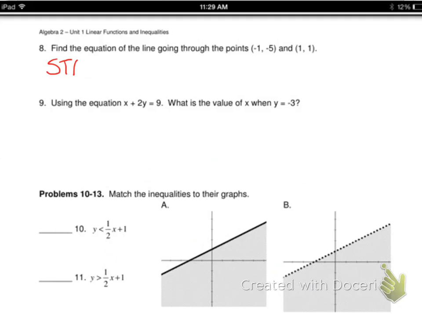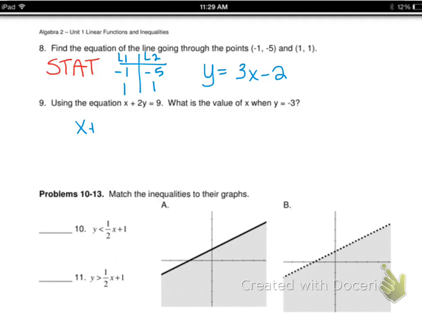Next, this is another stat problem. Just type it in the calculator, L1 and L2. So L1 would be -1 and 1. And L2 would be -5 and 1. And then you find the equation, y equals 3x minus 2.